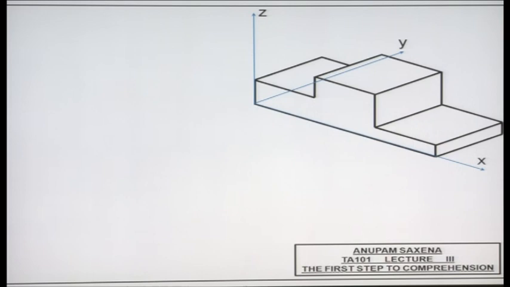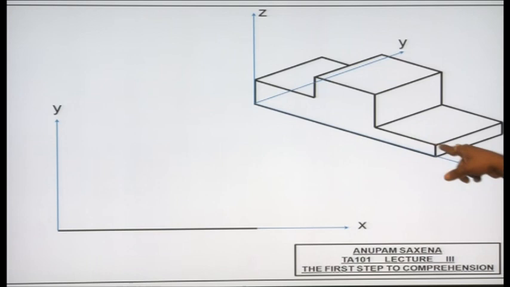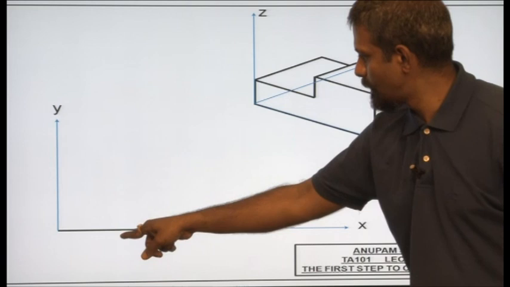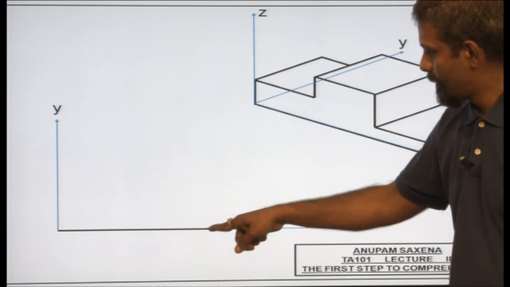Now, what would this edge correspond to? It will essentially be corresponding to this edge and this edge together. So, this edge would essentially be appearing as a point somewhere on the edge here, and this vertical edge also will be as a point somewhere on this edge.